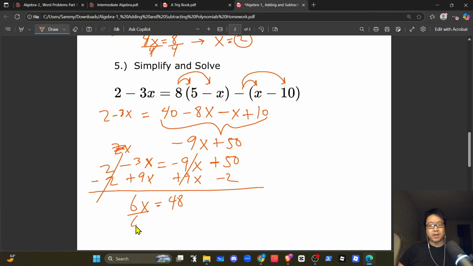We're going to divide both sides by 6 to fully isolate x. And when we do that, we get x equals 8. 48 divided by 6 is 8. So x is going to equal 8.